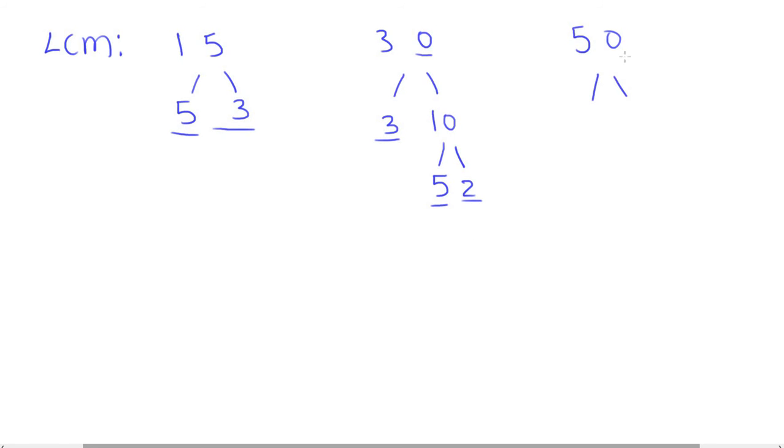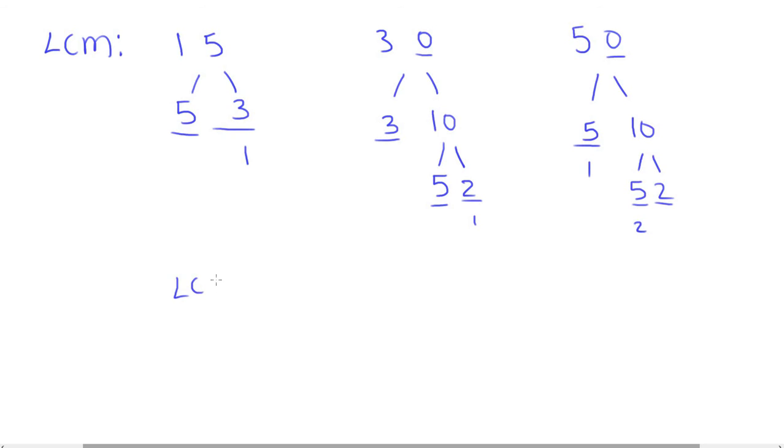And so 50, once again it has a 0 on the end. I'm going to use a 10 here. 5 times 10, 5 is prime. 10 is 5 times 2, both prime. And see, I have at max 1 3, I have 2 5's, and I have 1 2.